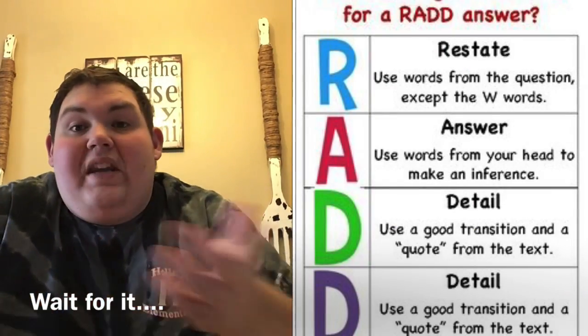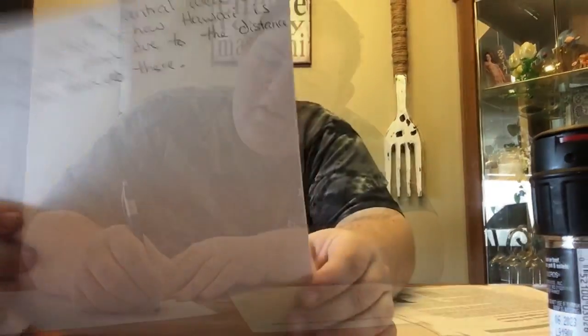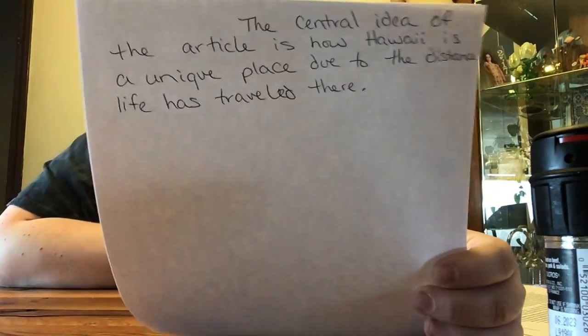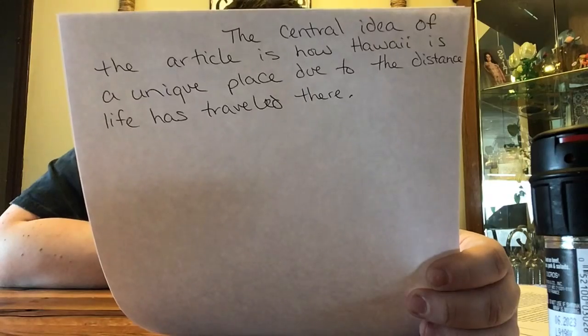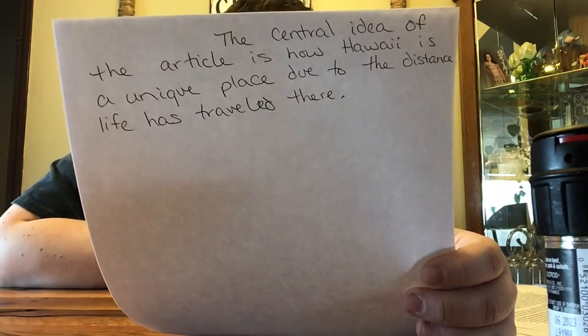So I'm going to start with, we need RAD, right? R-A-D-D, RAD. Of the article, why not use that? Use your resources to help you. So I'm going to write, the central idea of the article is how Hawaii is a unique place due to how life has traveled to get there. Okay, so I'm going to write the central idea of the article. All right, so, can you see that? The central idea of the article is how Hawaii is a unique place due to the distance life has traveled there.